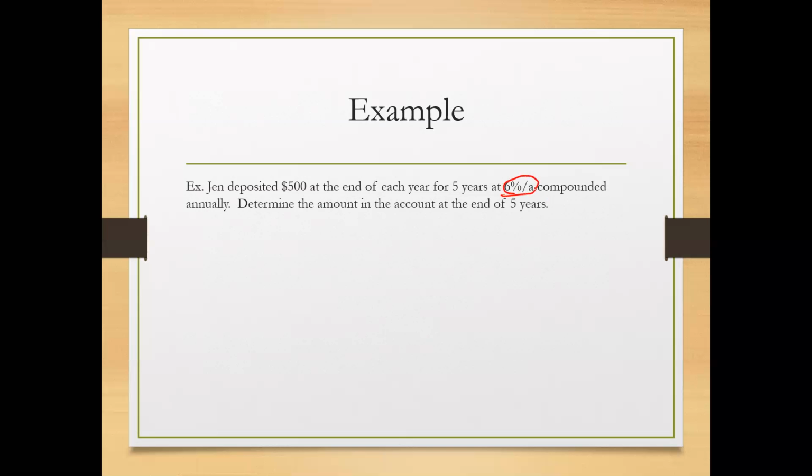So we first noticed that the interest rate is 6%. The regular deposit is $500, so that's our PMT. And we know that we are doing this for a total of 5 years. So our N is equal to 5.